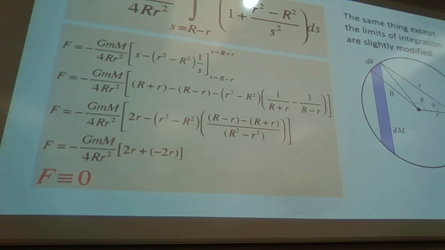Same setup. Good. So we're just going from the inside, so it's a point on the inside here. And what is different? It's the limits of integration are slightly modified. Yeah, there it is. Good. I've asked that question before. What is different? Because it's really equal to zero. All right. So, everybody good? So there's the hardcore math.